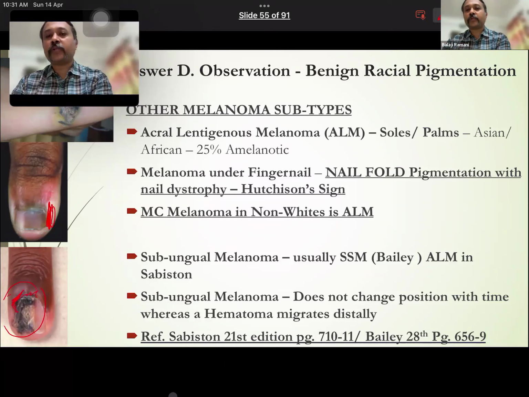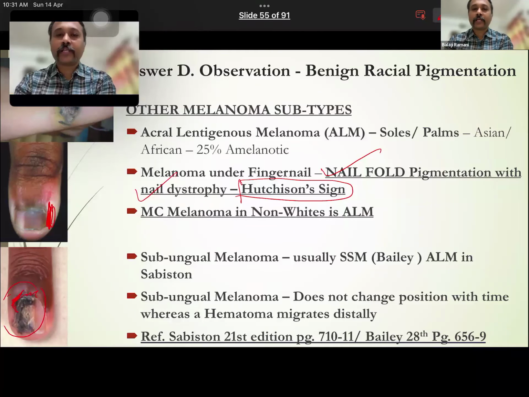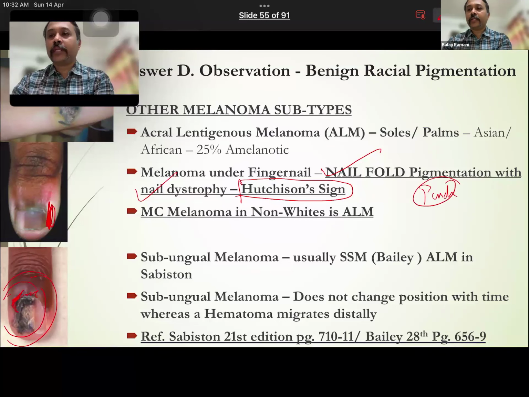So that is the difference between a subungual melanoma, which is melanoma under the fingernail, and this. Nail fold pigmentation with nail dystrophy is known as the Hutchinson sign. They may give you the picture and ask you the sign. They may ask you the diagnosis, which is a subungual melanoma, Hutchinson sign. Here you will do a punch biopsy or a drill biopsy through the nail bed, in case it is confined without coming out, where you cannot do a biopsy otherwise.